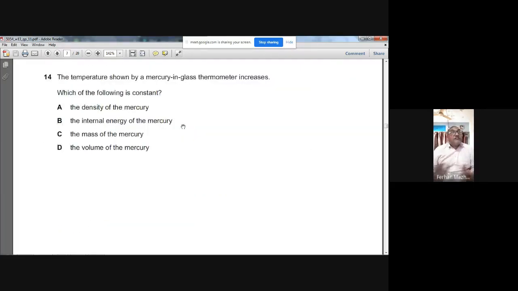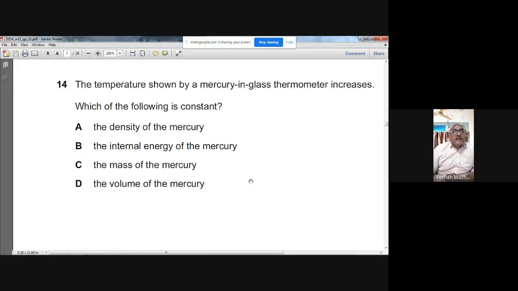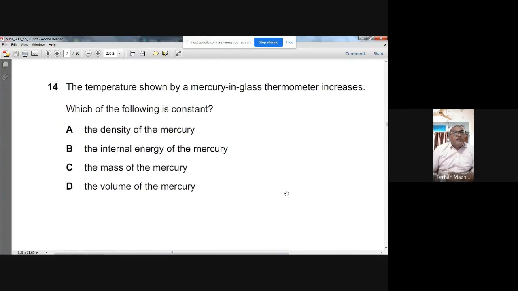Question number 14. The temperature shown by a mercury in glass thermometer increases. Which of the following is constant? The density of the mercury, the internal energy of the mercury, the mass of the mercury, the volume of the mercury.